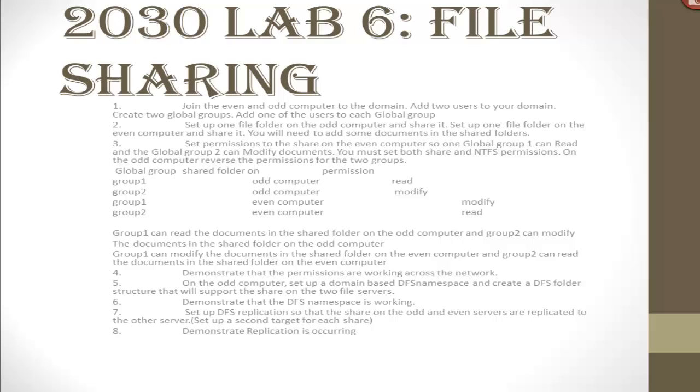We're going to start with joining the even and the odd computers to the domain. We're going to add 2 users to that domain, then we're going to create 2 global groups, and we're going to add one of those users to each global group.